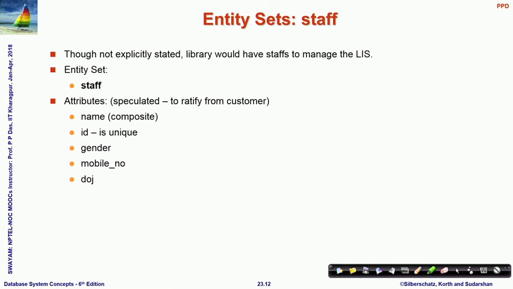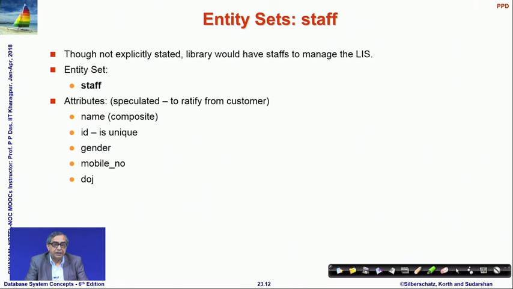Think about it: if I have a library with books, students, faculty, issue process, quota and all that, then certainly there will have to be some library staff who actually do all this operation. They will be able to log into the database and issue a book, return a book, check for validity and so on. So, let us assume we have an entity set staff, which should have name and ID, where ID should be unique, gender, mobile number and date of joining. This is a kind of speculative addition to the design of entity sets, and it must be ratified with the customer when the opportunity arrives, but something like that must be there to make the design complete.